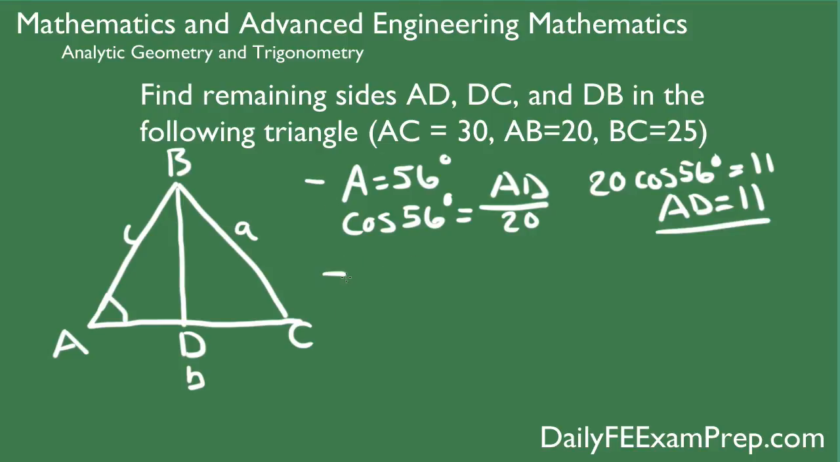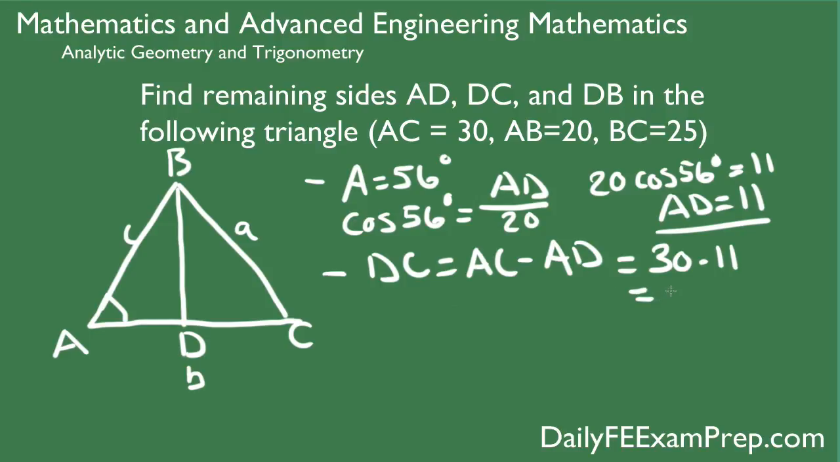Let's find DC now. DC is very simple. So DC, side DC, right here, is simply AC minus AD, which we know AC is 30 minus 11, which we just found out. So DC is equal to 19. And finally, let's find the last side.